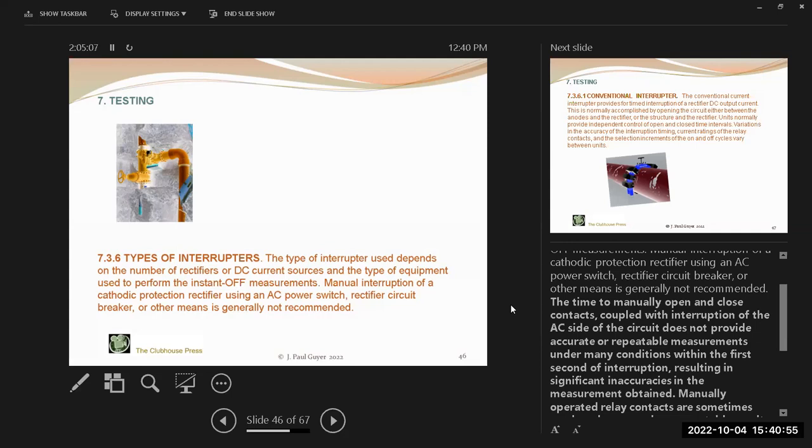The time to manually open and close contacts, coupled with interruption of the AC side of the circuit, does not provide accurate or repeatable measurements under many conditions within the first second of interruption, resulting in significant inaccuracies in the measurement obtained.